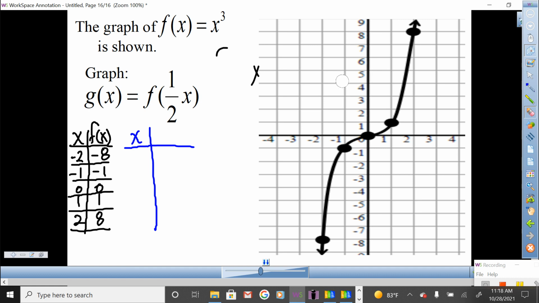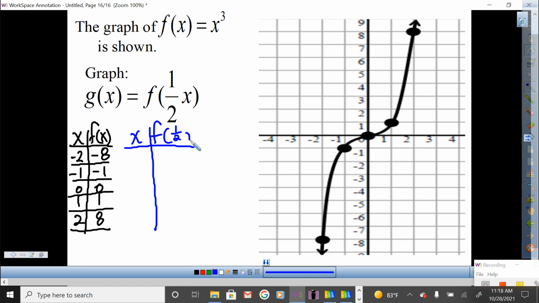Let me erase this. And then I got f(1/2 x). Since this is a transformation of a cubic, what do I need to put outside the parentheses? A cube. Okay. There we go. -2. Now look what I'm going to do. Since the x is already there, but it has a number now inside with x, that means I'm going to substitute the value of x in there. I'm going to rewrite this so you can see what I'm going to do.